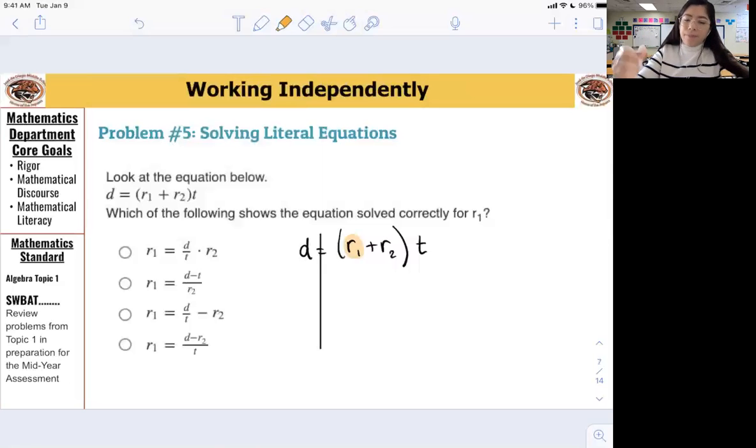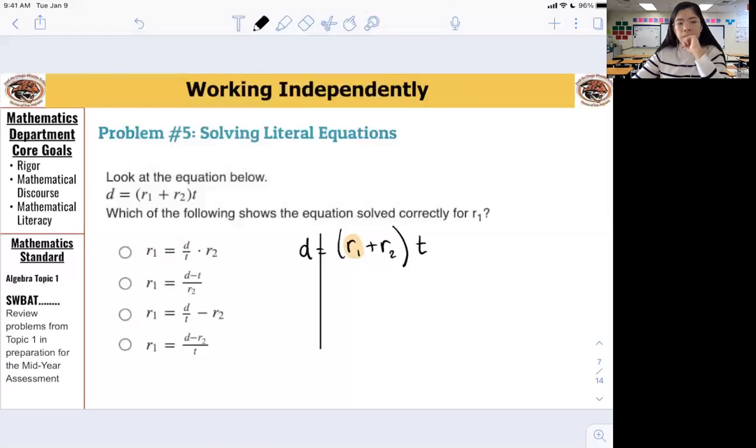The t, yeah, t exactly. I can move the t. I want to get everything away from the R1. I don't want to move things towards the R1. I want to get them away. So what operation would allow me to move the t away to the other side?